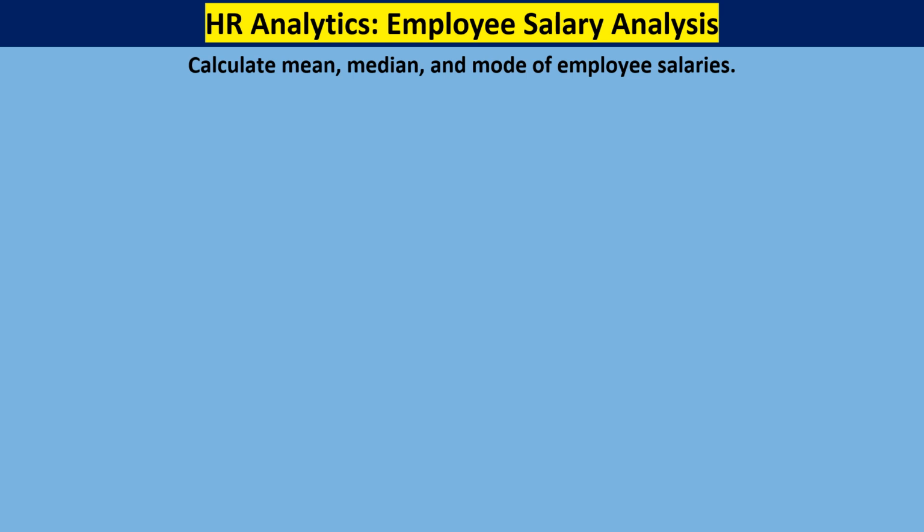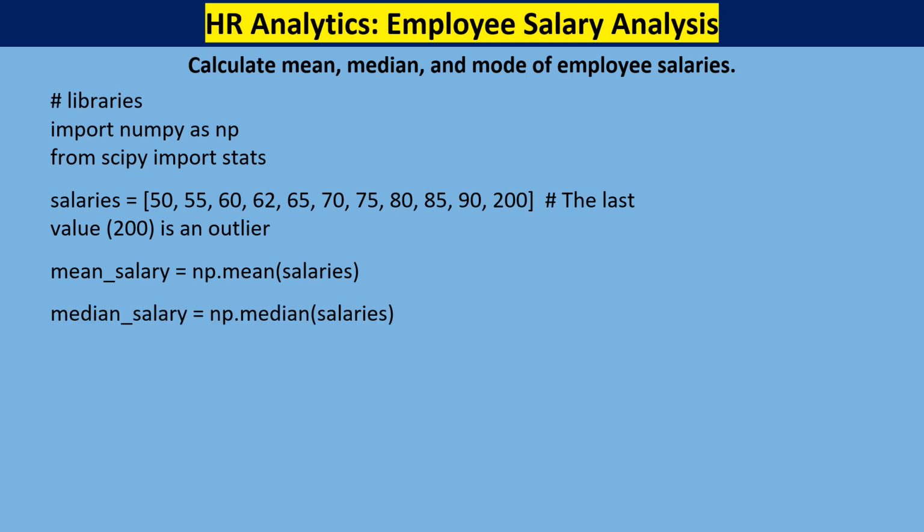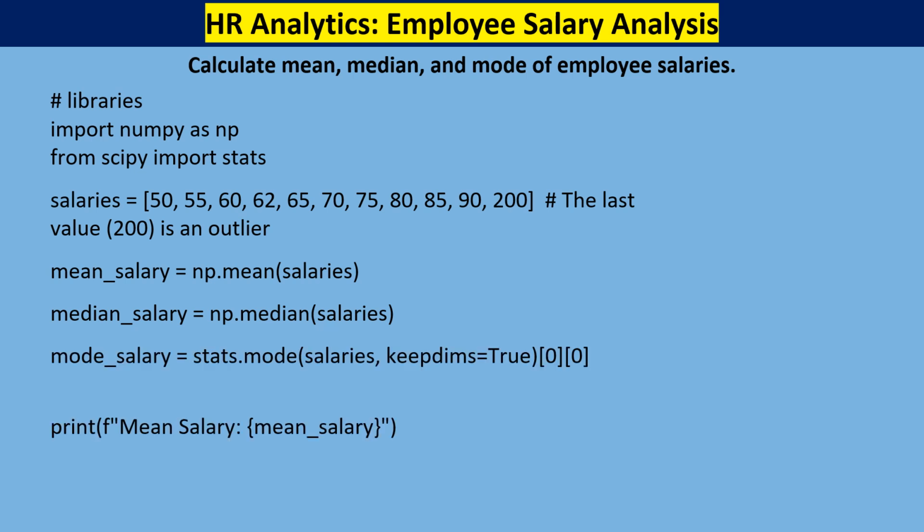HR analytics, employee survey analysis: calculate the mean, median, and mode of employee salaries. Import the necessary libraries: NumPy for numerical operations and SciPy for statistical functions. Define the employee salary data in thousands. In the salaries, the value 200 is an outlier. We calculate the average salary, the mean, then the median salary, then the mode, the most frequently occurring salary, and then print the results.